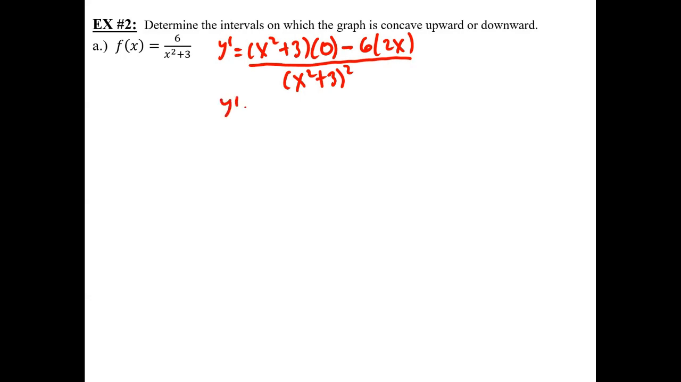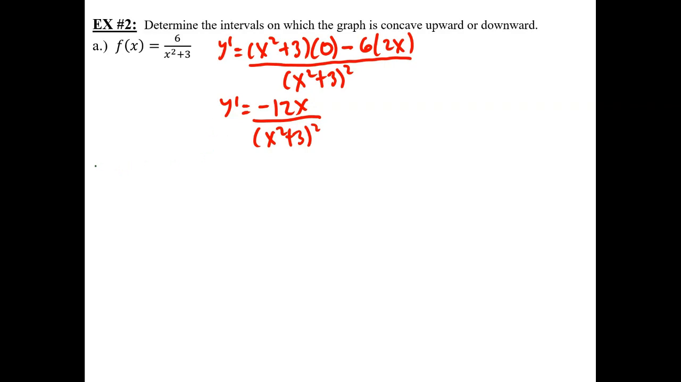Simplify, we have y prime is equal to 0, since x squared plus 3 times 0 is just 0, minus 6 times 2x is negative 12x, all over x squared plus 3 squared. And that's our first derivative.